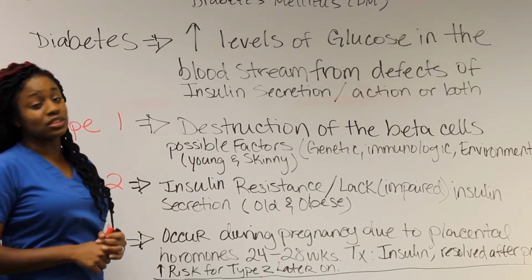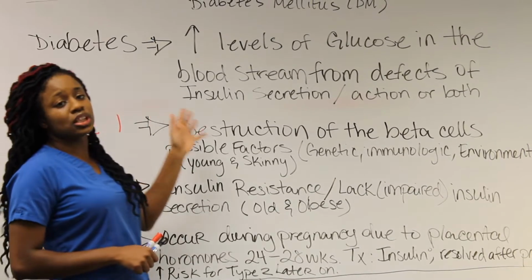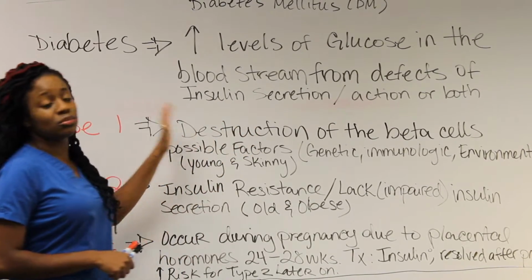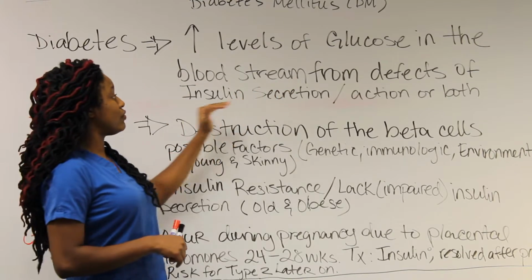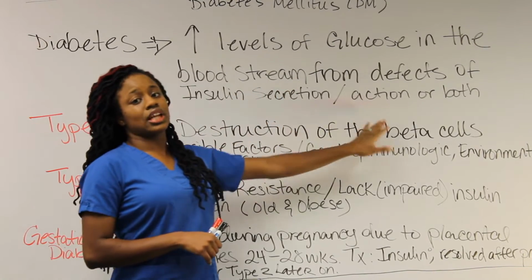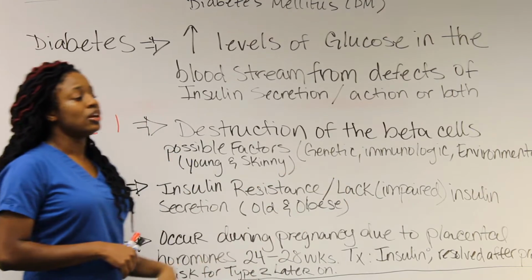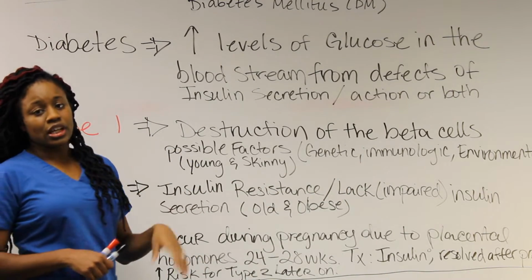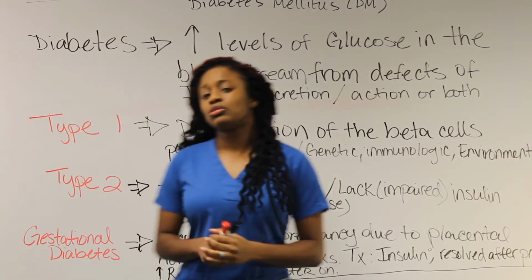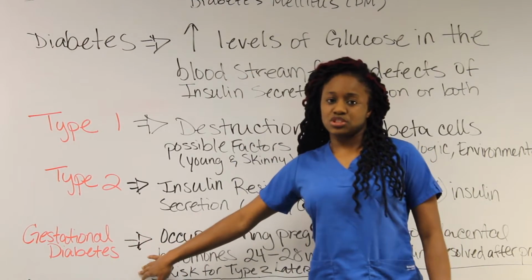Okay, so what is diabetes? Diabetes is just an increased level of glucose in the bloodstream because of defects in insulin secretion, insulin action, or both. Now we have 3 different types of diabetes. As you know, we have type 1, type 2, but sometimes we forget about gestational diabetes.